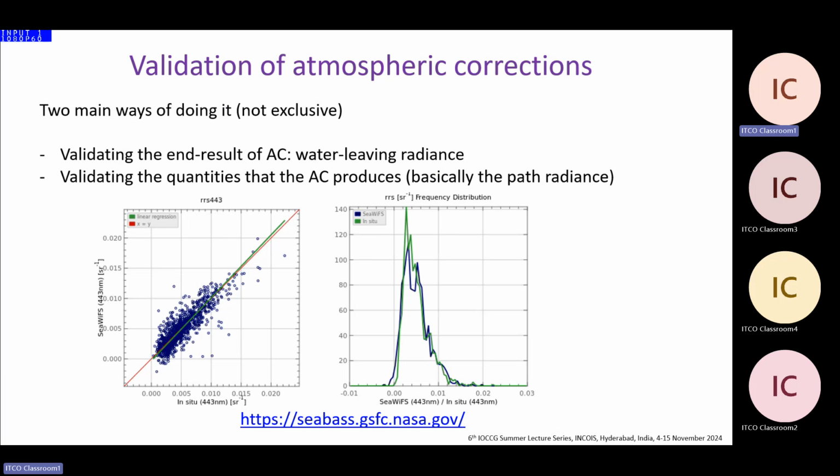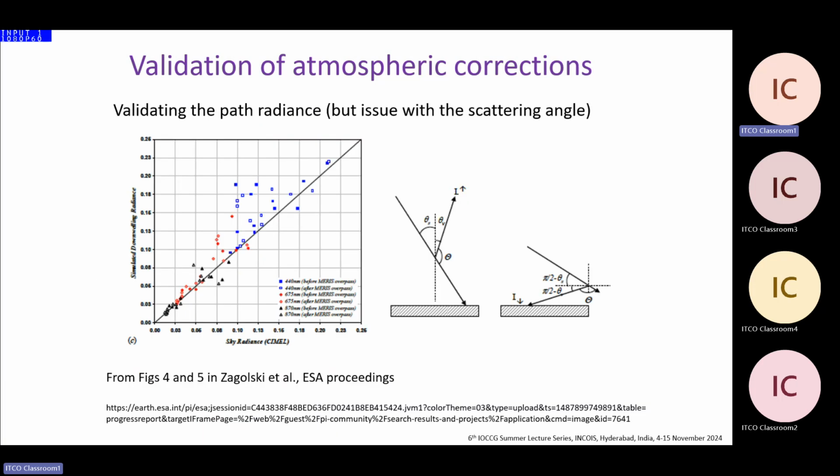Yeah, and the other thing you can do is validate the quantities that the atmospheric correction produces, so basically the path radiance. That's a bit tricky, because in that case you say, okay, water-leaving radiance is one thing, but I want to see whether the atmospheric properties I have derived are correct. So you can do this. Some people have tried to do it. It's not been very much used, but I wanted anyway to mention this.